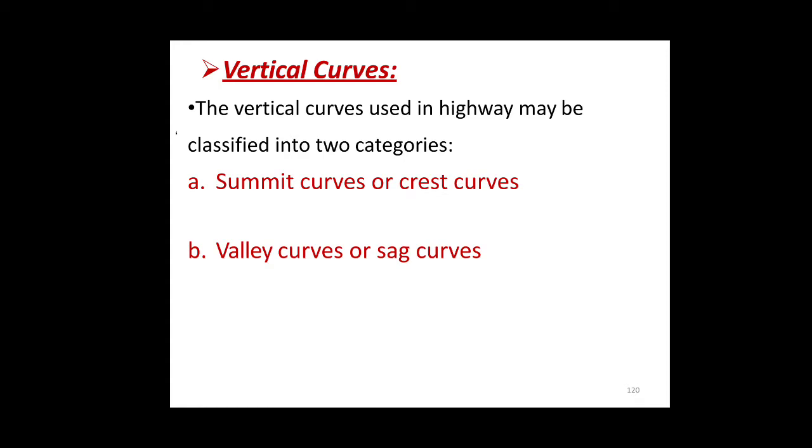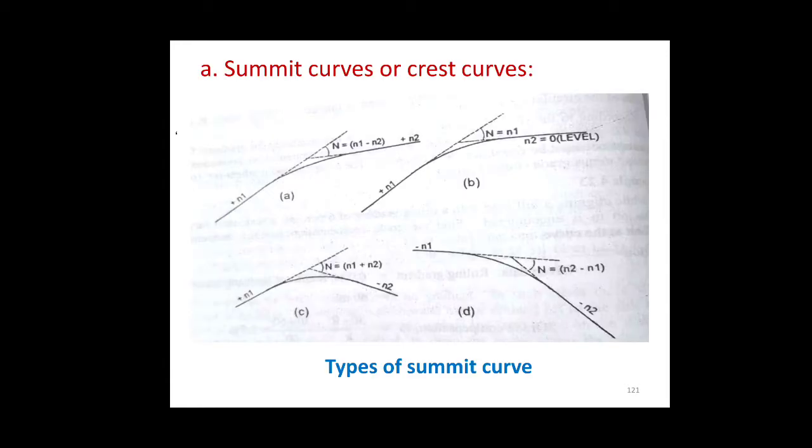The vertical curves used in the highway may be classified into two categories. A. The summit curves or the crest curves with the convexity upwards, and B. The valley or the sag curves with the concavity upwards. In this first case, there is a summit curves or the crest curves.